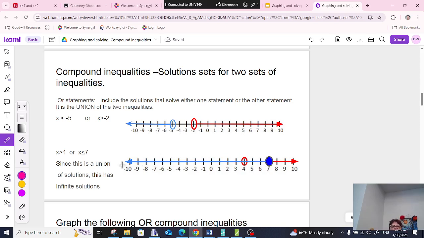Okay, so compound inequality solutions for two sets of inequalities. Or statements include solutions that solve either one of the statements or the other statement. It is a union, so we're combining both as your answer set, right?